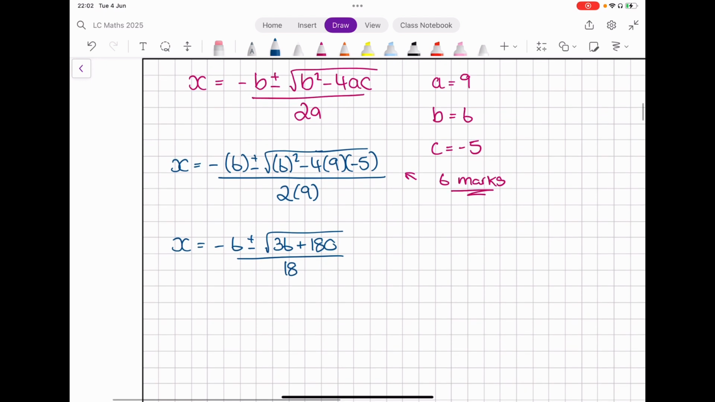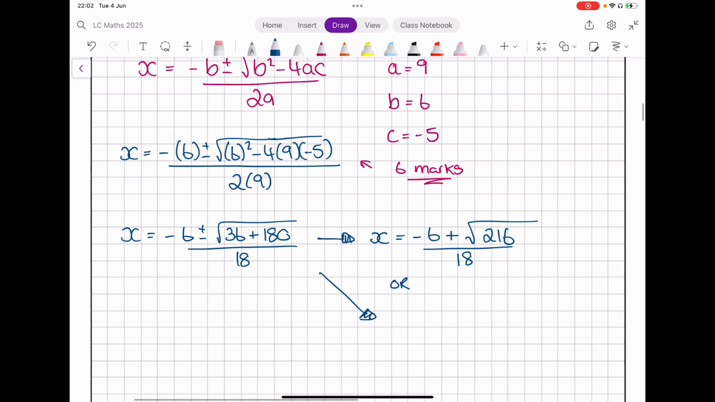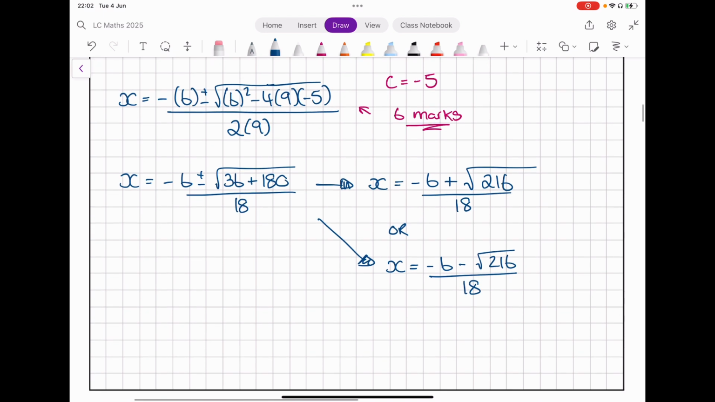Okay, now we can throw that into our calculator, but we have to split it up into our two values. So either x is equal to minus 6 plus the square root of, what would that be? 216 over 18, or as per the formula, x will be equal to minus 6 minus the square root of 216, and that's all over 18.